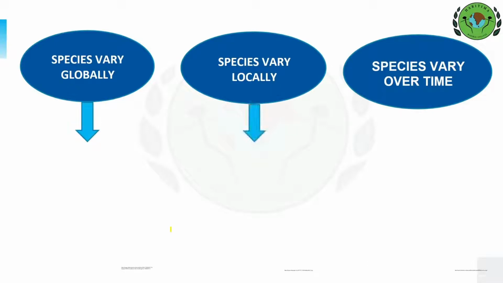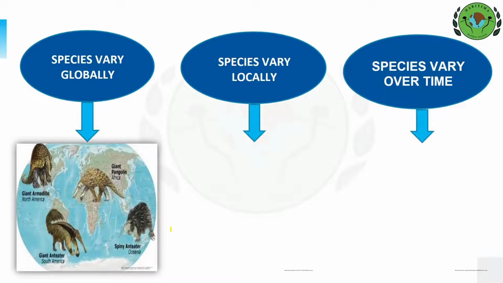First, species vary globally. Darwin noticed that different yet ecologically similar animal species inhabited separate but ecologically similar habitats around the globe. For example, the giant armadillo of North America, giant anteater of South America, giant pangolin of Africa, tiny anteater of Oceania. All four live in very far away places, but all of these mammals have a lot of resemblance.